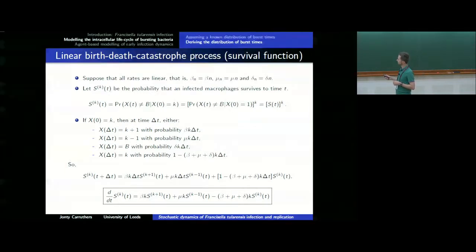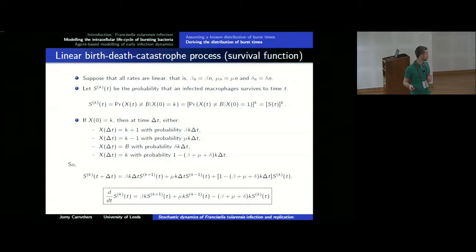And because we have this property here, that if you just take the kth power, you get S_k(t), we actually only need to solve this for k equals 1. And in that case, you'll just get a quadratic on this right-hand side. So it's fairly straightforward to solve this survival function.